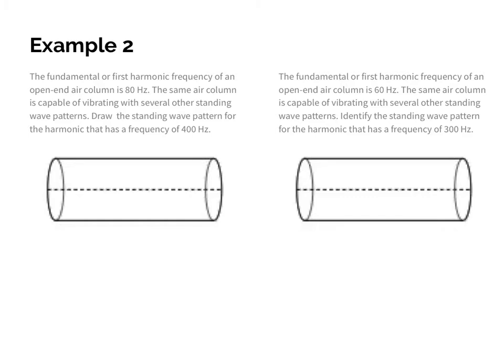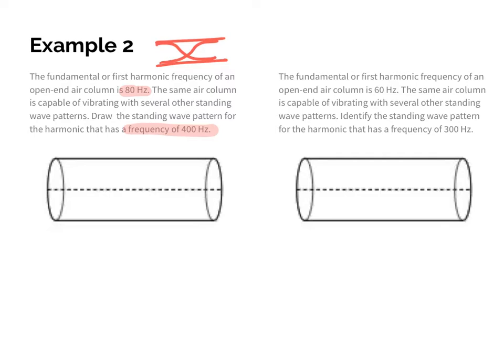So for example, if I have here a frequency of 80 hertz, I want to highlight that, and let's say that that's the fundamental frequency. That's the first standing wave, which in an open-end air column would look something like this. Again, it's going to be 2 antinodes at either end with a node in the middle. So what we have here is we're going to draw the wave pattern for a frequency of 400 hertz. And I want to identify which standing wave pattern that would be.